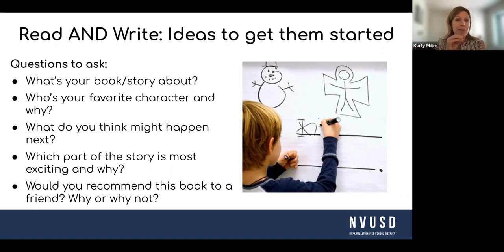But when we think about how we connect it to writing, there's some good pieces here. Draw me your favorite character and then tell me more about it and label it just like that picture before. And then we can pull some details out to get further along in our writing.